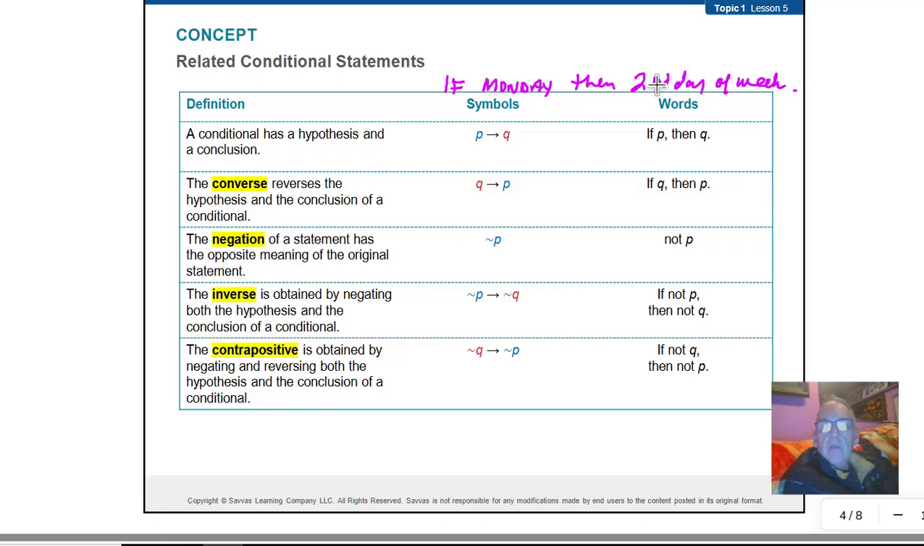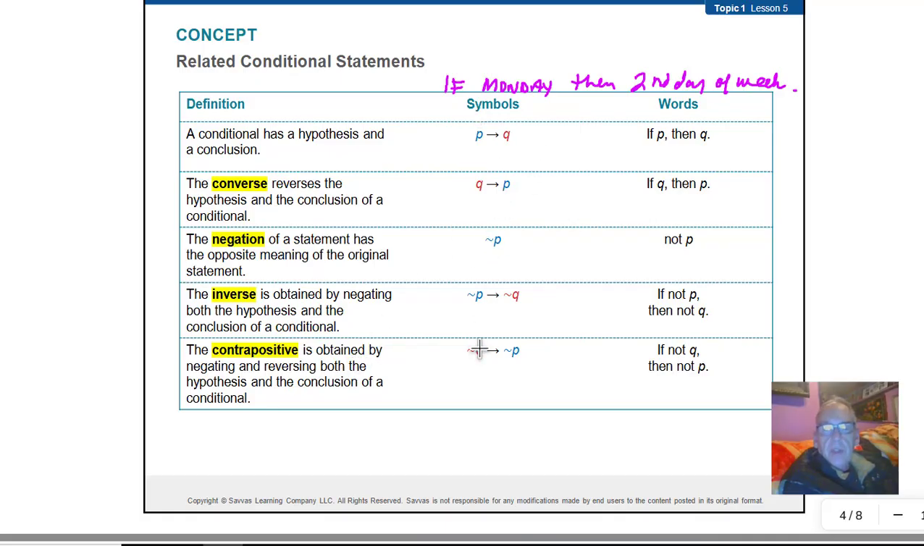Let's say that's our statement, our conditional statement. The converse would be: if today is the second day of the week, then it's Monday. The negation would be: if it's not Monday or if it's not the second day of the week. The inverse would be: if it's not Monday, then it's not the second day of the week. And the contrapositive would be: if it's not the second day of the week, then it's not Monday.